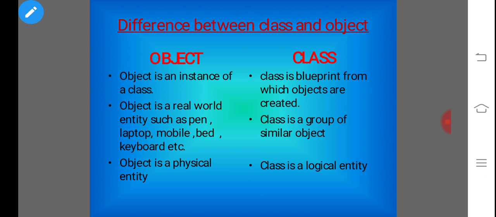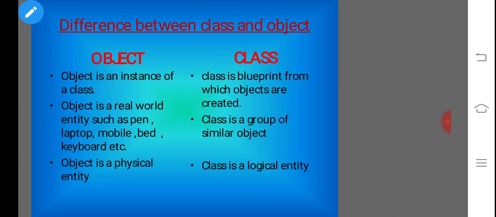The third point says that an object is a physical entity and the class is a logical entity. Logical entity means the class gives you a plan for the implementation of the software. It gives you the ideas. It just tells you the layout of how the software will be implemented, whereas the object is responsible for the implementation of the software. That is why an object is known as a physical entity and the class is known as a logical entity.